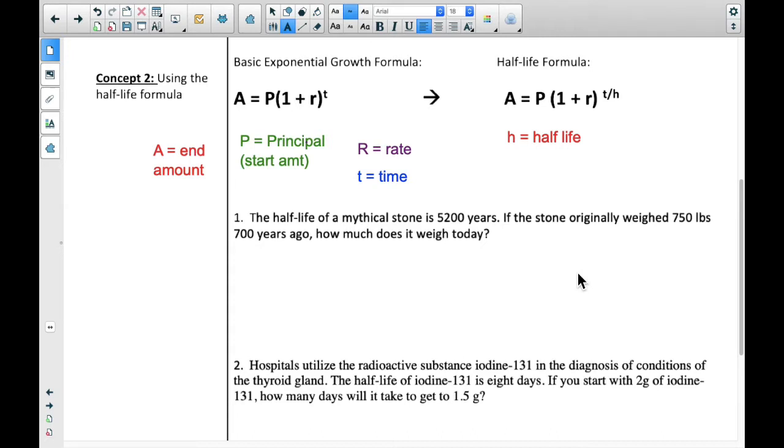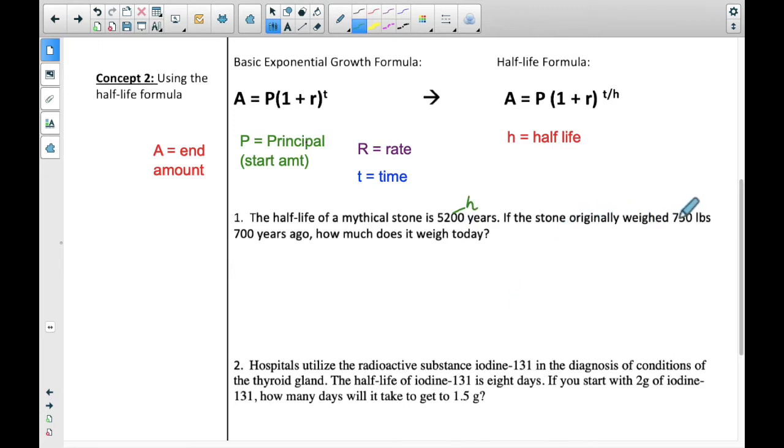And so let's talk about how to set these up, how to work them out. First of all, how to read the equation. Some people have a hard time reading through the sentence. So the half-life of a mythical stone is 5,200 years. That is H, that's your half-life.